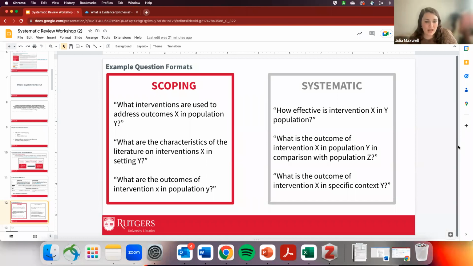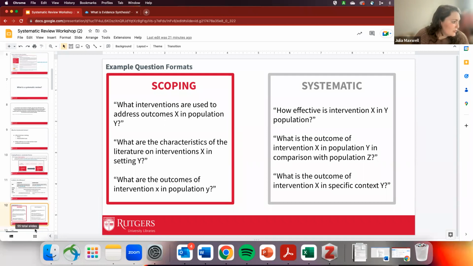A systematic review might say, what is the outcome of intervention X in population Y in comparison with population Z? And that is different than maybe, what are the characteristics of the literature on an intervention X in population Y? And then systematic reviews might say, what is the outcome of intervention X in specific context Y versus, what are the outcomes of intervention X in population Y, right? So you can see that there's similarities, right? It's just that the scoping reviews tend to do a broader capture rather than an assessment of a specific intervention and the evidence that's been produced from the outcomes.